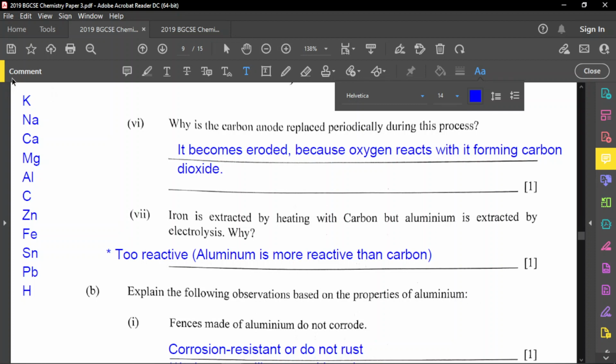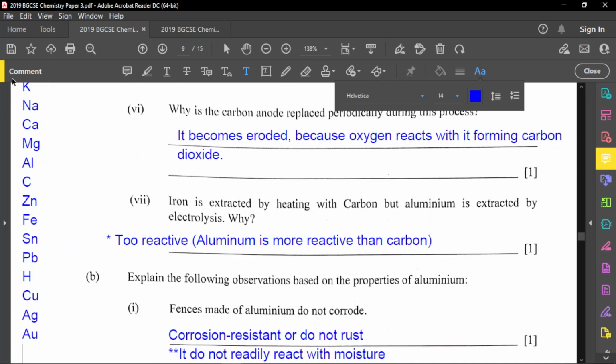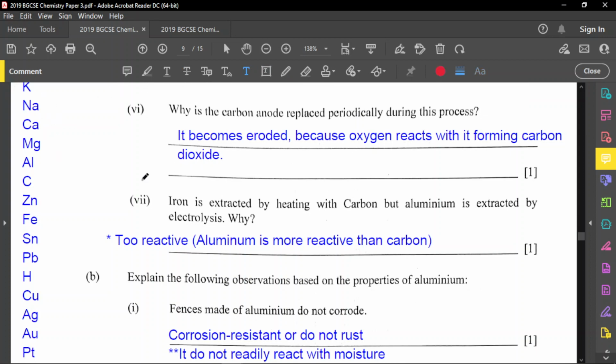And then again, you're going to have hydrogen there, which I'm going to put a box around, and then you're going to have copper, and then silver, and then gold, and then the last one, platinum. All right, so Pt. So this is a series I'm showing you, and this is very important for you to understand. So whatever is above carbon must use electrolysis.